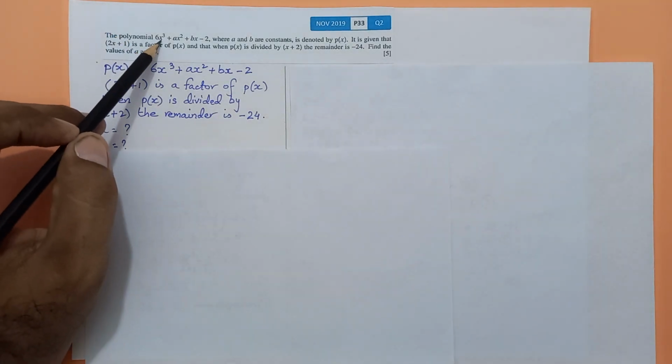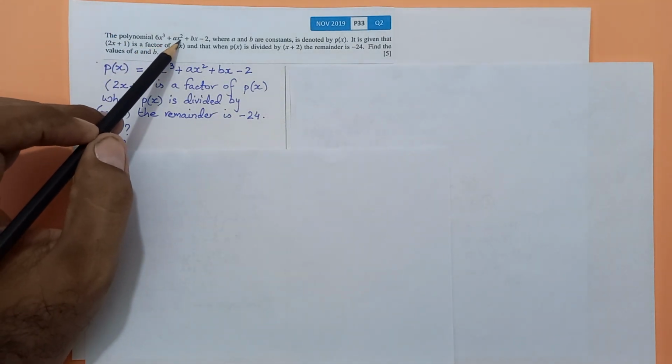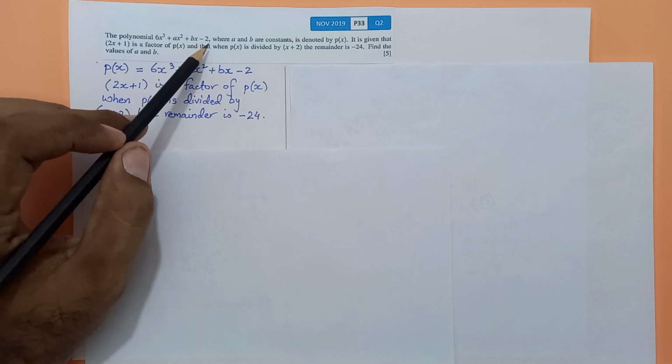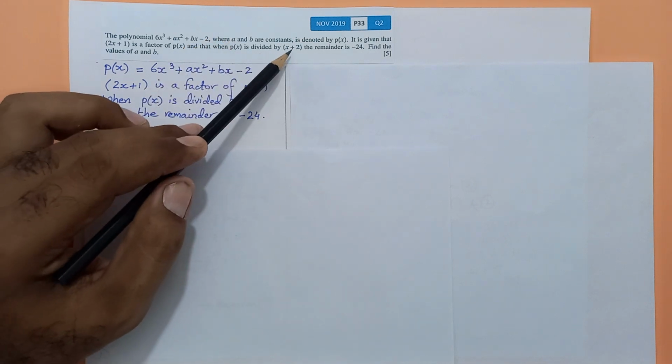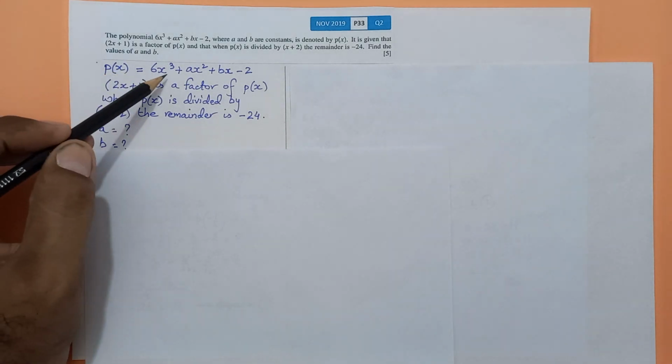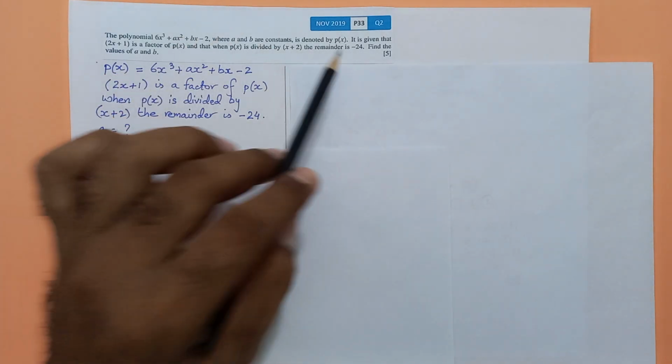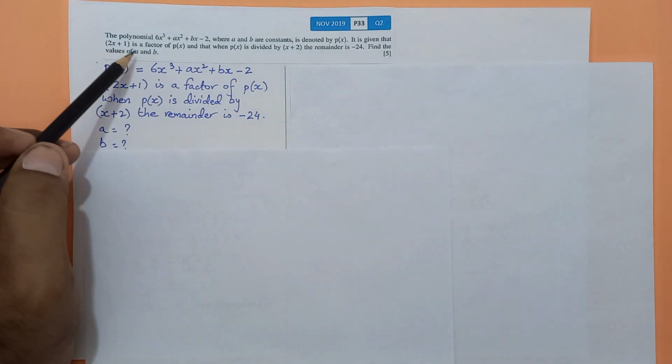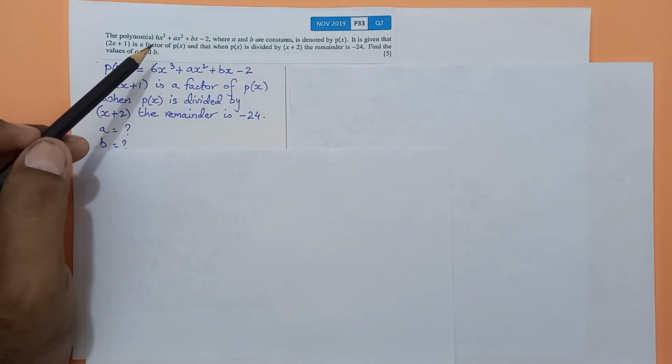The polynomial 6x cube plus ax square plus bx minus 2, where a and b are constants, is denoted by P(x). So we have written the same. P(x) is equal to the same polynomial. It is given that 2x plus 1 is a factor.